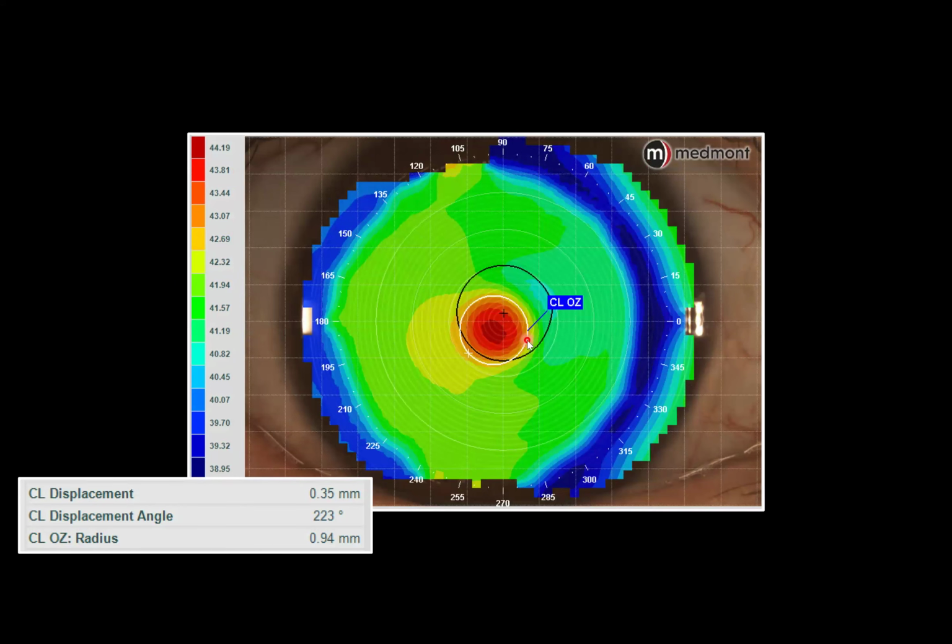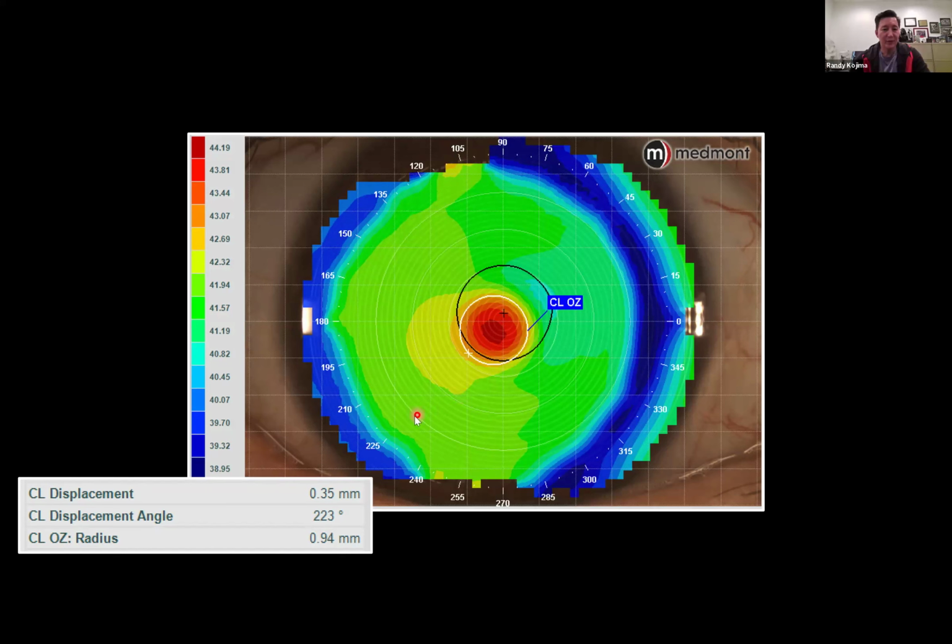Y miren qué interesante. Los topógrafos Medmont tienen diferentes atributos. Atributos son diferentes mapas o diferentes cosas que podemos hacer. Un atributo, como pueden ver aquí, es la zona óptica y el desplazamiento de ese lente de contacto. Con el topógrafo Medmont, yo puedo crear, me voy a atributos, puedo ir a la página, puedo hacer un círculo como pueden ver acá, y ese círculo me va a decir la diferencia entre una cosa y la otra, y me está básicamente leyendo cuánto desplazamiento tiene el eje visual versus el centro óptico del lente.